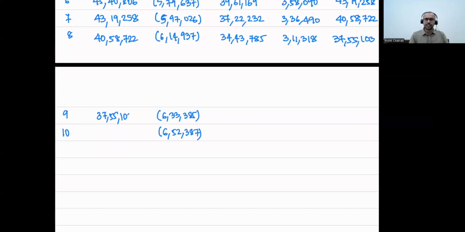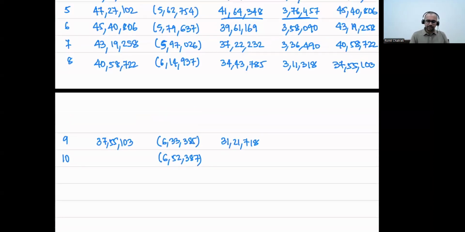37,55,103 becomes the beginning balance for year 9. You make a payment of 6,33,385 at the beginning of year 9, and therefore your liability comes down to 31,21,718. You then have interest that you're calculating at 9.04 percentage, which will amount to 2,82,203. And your closing balance of lease liability is going to be equal to 34,03,921.